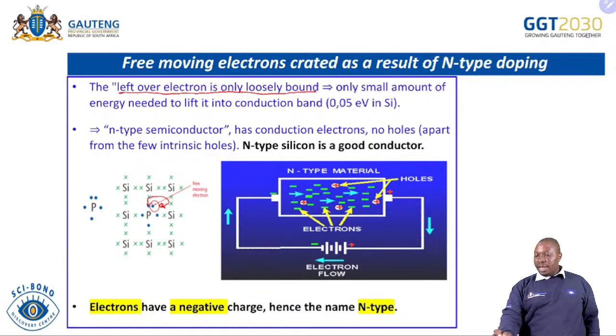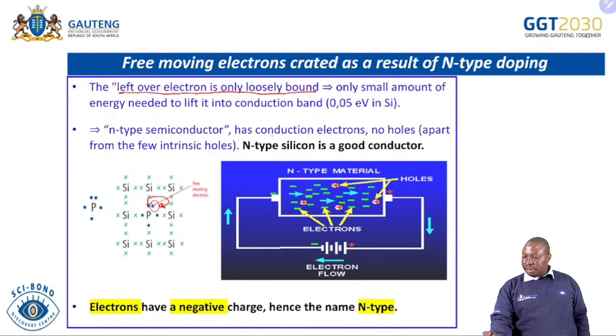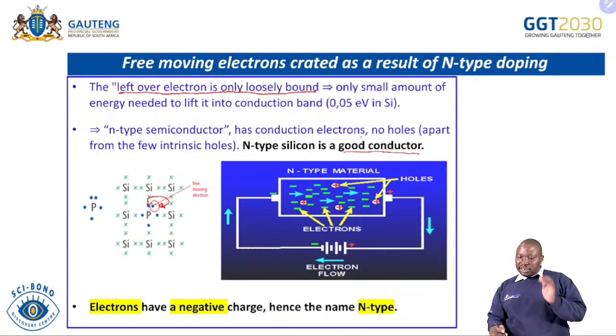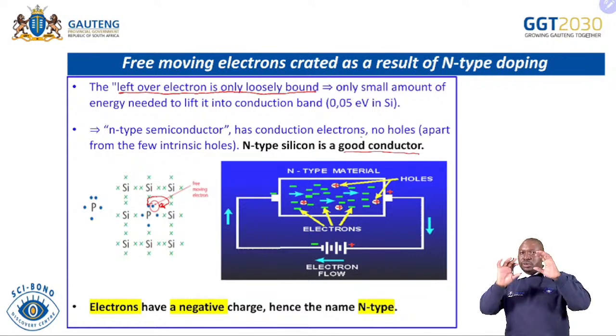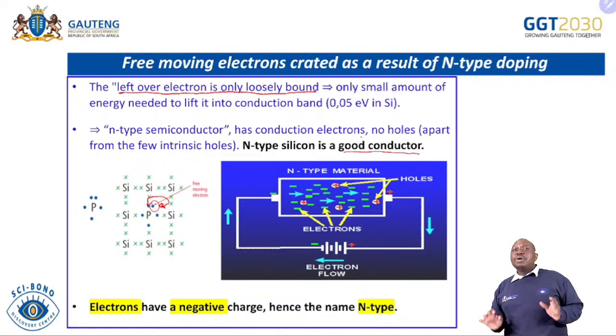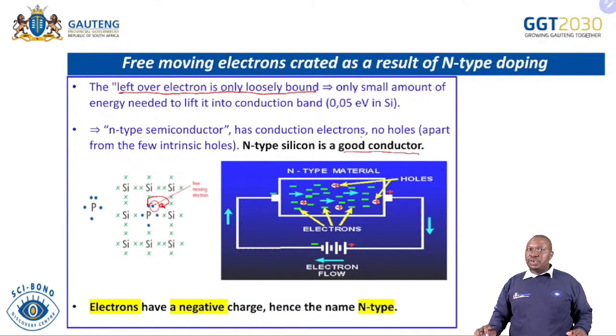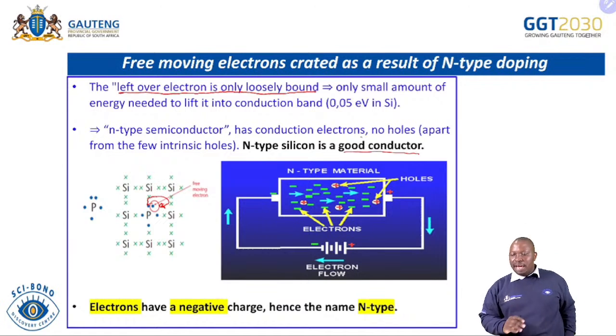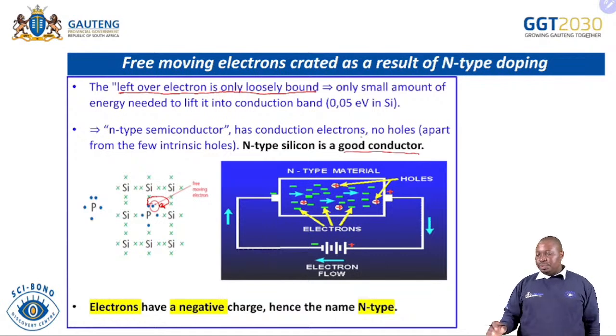So we are saying n-type semiconductor has conduction electrons, no holes apart from the few intrinsic holes. N-type silicon is a good conductor. Why is it a good conductor? Because remember, silicon had 4 holes, meaning these holes are empty. They want electrons to be filled. We brought 5. So all the holes that didn't have electrons are now filled with electrons. But we have an extra electron that will ensure that there is flow of current. That's why we're saying n-type or negative type silicon is a good conductor. So immediately when you bring phosphorus, you have made a good conductor, and that is our doping.